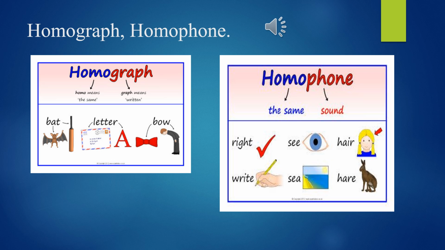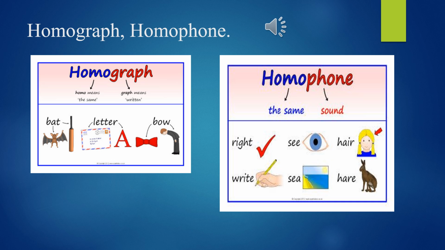So far, so good. Let's finally talk about homographs, homophones, and homonyms. These words are grammatical terms that are easy to confuse with one another because their meanings are all closely related. So let's go through each one of them and see what the differences are. A homograph is a word that has the same spelling as another word but has a different sound and a different meaning. We can see bat, letter, and vowel.